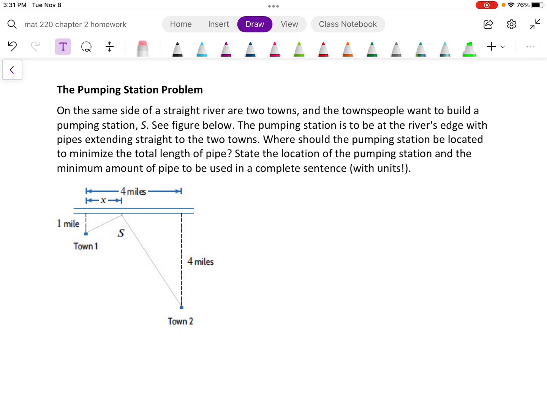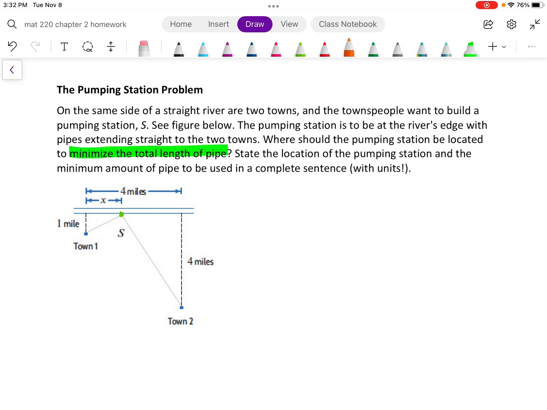So we're given a situation where we have two different towns and a river, and they want to figure out where we can put a pumping station, point S, so that we use the minimum amount of pipes to get from town 1 to the pumping station to town 2. We're given some distances, and again, we're looking to minimize the length of pipe. So we're going to need to write a function that describes a length.